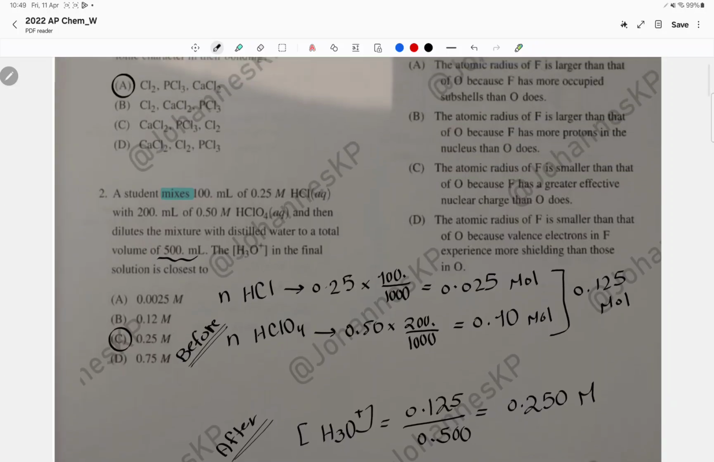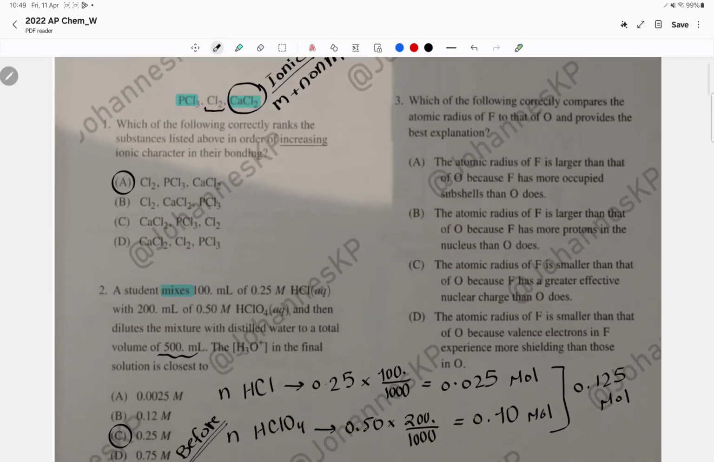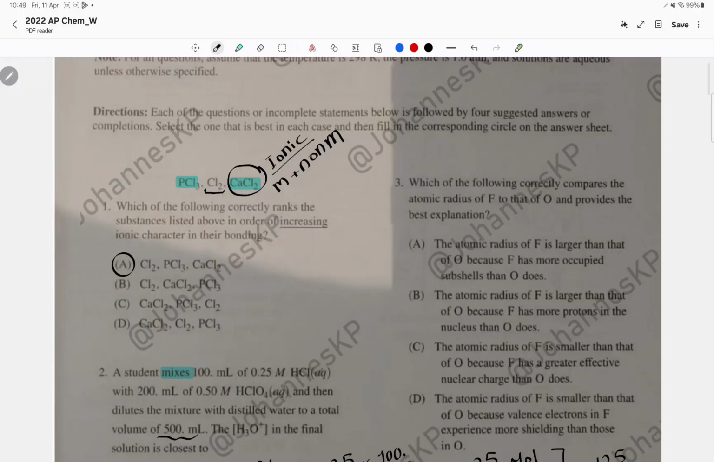Okay. Question 3. Which of the following correctly compares the atomic radius of F to that of O and provides the best explanation? So first of all, are they in the same period or the same group? Same period. O is in group 16 and F is in group 17. And so by definition, if they're in the same period, as we go from left to right, the atomic number will increase. And so if they're in the same period, only focus on the atomic number, right? So F has more atomic number or more protons, which would lead to less size. So F has to be smaller.